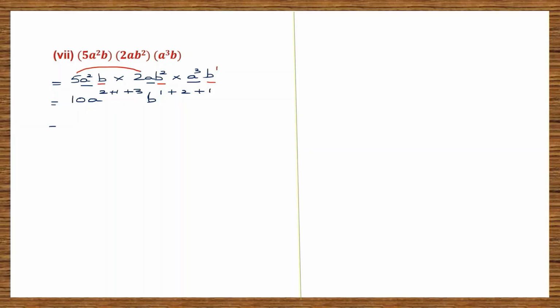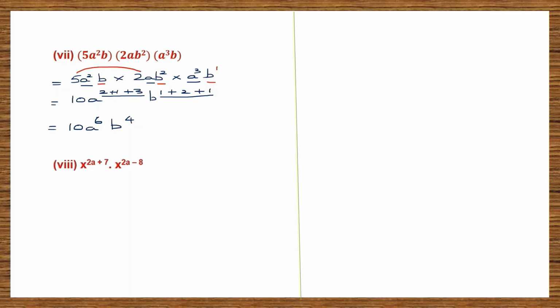So now what do we have? 10a. Now add up the numbers: 2 plus 1 is 3, 3 plus 3 is 6. And then we have b. Again add this up: 1 plus 2 is 3, 3 plus 1 is 4. So what is our answer? 10 a to the power of 6 b to the power of 4.